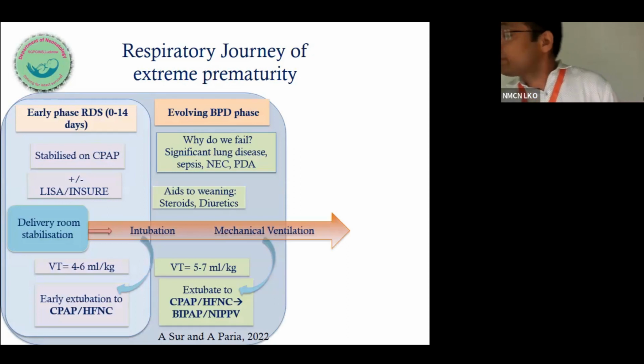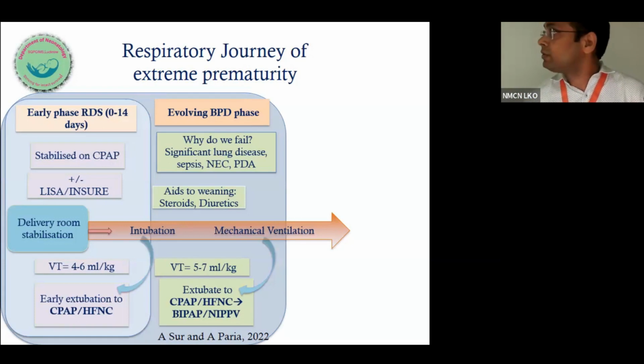Then, if the baby continues to be ventilated, we move into the evolving phase of BPD, which is from day 14 of life to 36 weeks of post-menstrual age. Most of the time, the causes of failure include either sepsis, NEC, or PDA. Majority of the time, we encounter these situations very frequently. Then supporting aids can be either systemic steroids or diuretics.